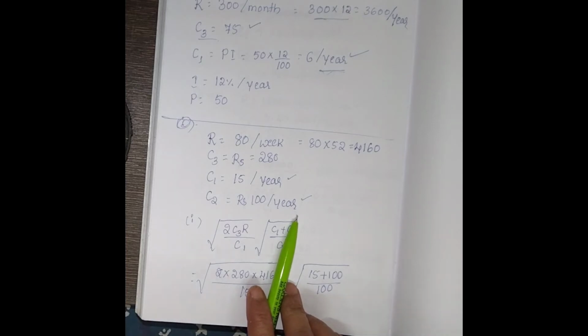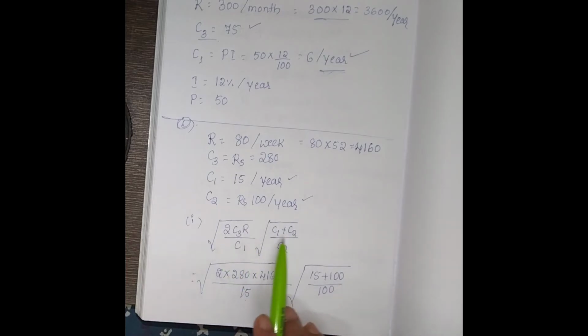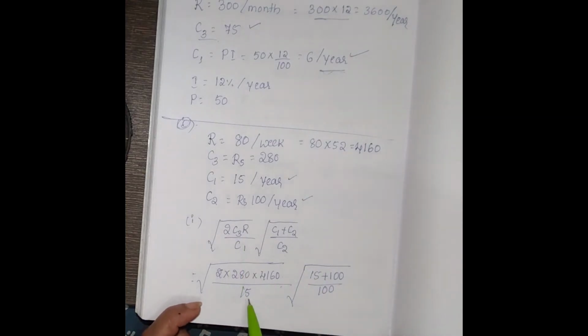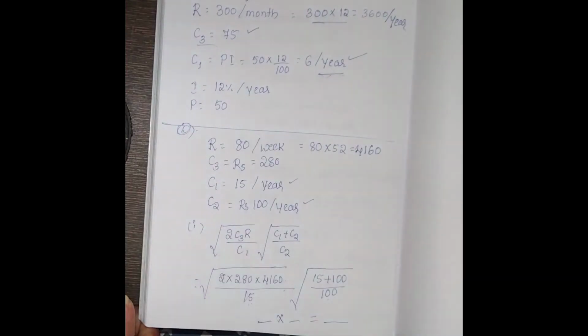supply or shortage cost. Then the first question is square root of 2C3R by C1, times the square root of (C1 plus C2) divided by C2. Then how to calculate this one? You multiply these 3 divided by 50, then plus divided by 100, then you take a square root, and then you take a square root of this and you multiply both the values and you get the answer here. Okay, this is a shortage cost. Shortage cost, how to calculate this one? Okay, calculate all these sums.